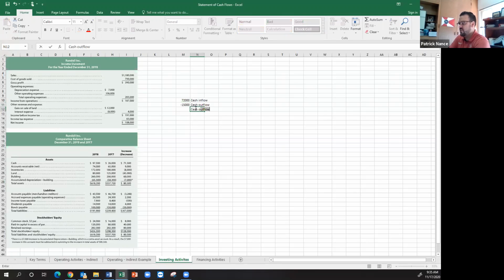of $60,000, which gives us the total cash flow from investing activities. It's going to be the sum of those three numbers, which is $3,000. So we have a total cash outflow from investing of $3,000 overall. And that's it. We'll move on to financing activities next.